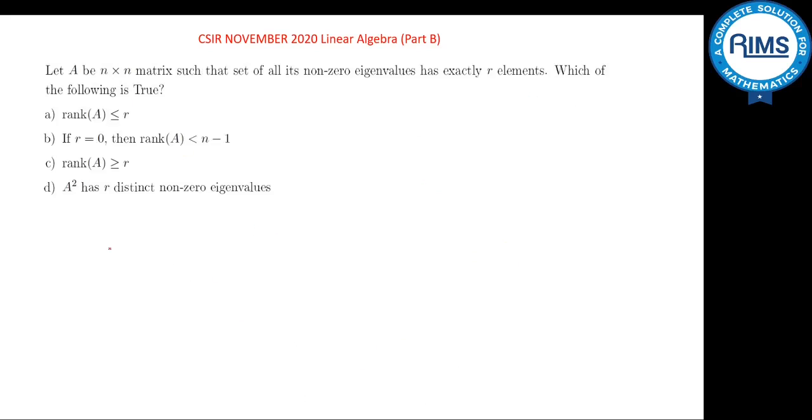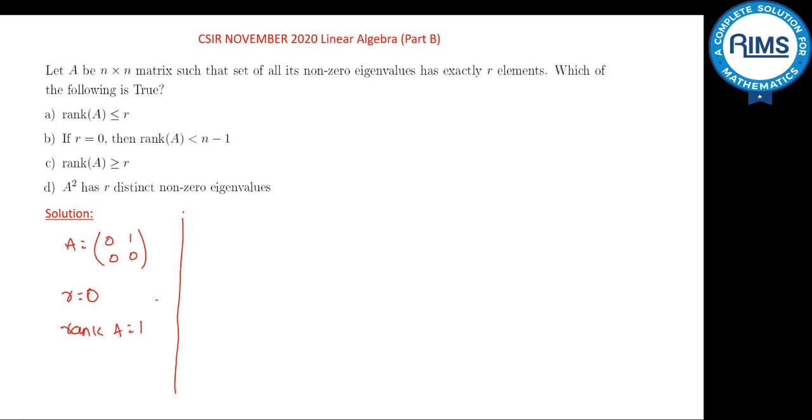Okay, let capital A be an n by n matrix such that the set of all its non-zero eigenvalues has exactly r elements, then which of the following is true? For that, I consider a matrix capital A equal to [0 1; 0 0]. This is an upper triangular matrix with all its diagonal entries 0, and we know that such a matrix is nilpotent, and all the eigenvalues of a nilpotent matrix are 0. So here r equals 0. What is r? r is the total number of non-zero eigenvalues of that matrix. And what is the rank of this matrix? Rank of this matrix equals 1.